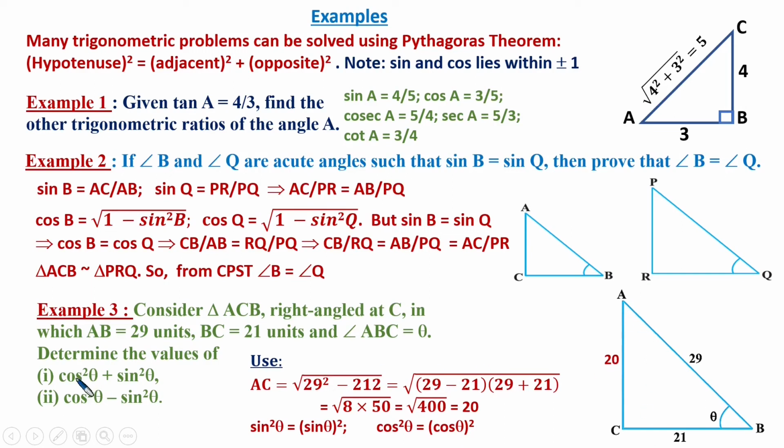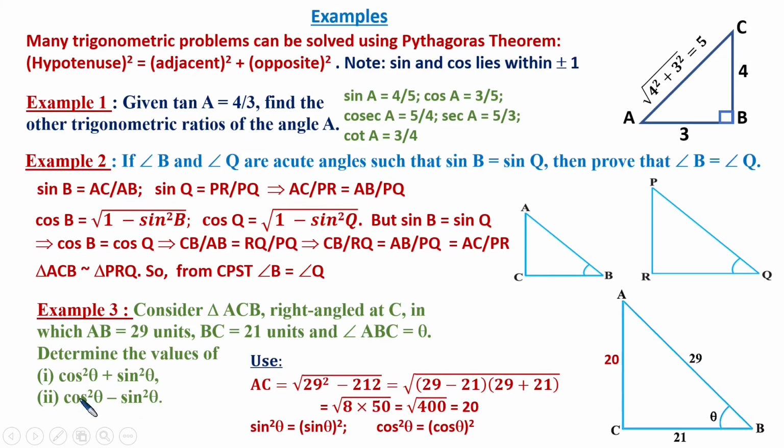So for cos square theta plus sin square theta, I can just substitute. Cos theta is 21 by 29, so that is 21 square by 29 square. And sin square theta is 20 square by 29 square. If you take 29 square in the denominator as common, you have 20 square plus 21 square divided by 29 square, and 20 square plus 21 square is nothing but 29 square. So both get cancelled and you will get 1.